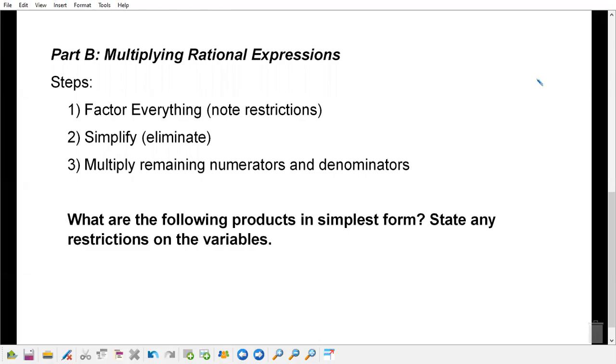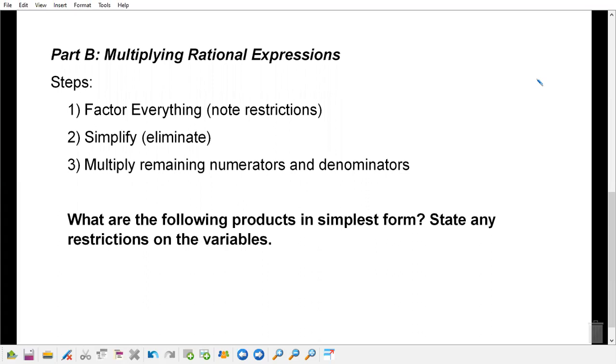Part B, multiplying rational expressions. Okay, steps are easy. We factor everything, be mindful of restrictions. We simplify, which means to eliminate, and then we multiply remaining numerators and denominators. Okay, that's all we do.